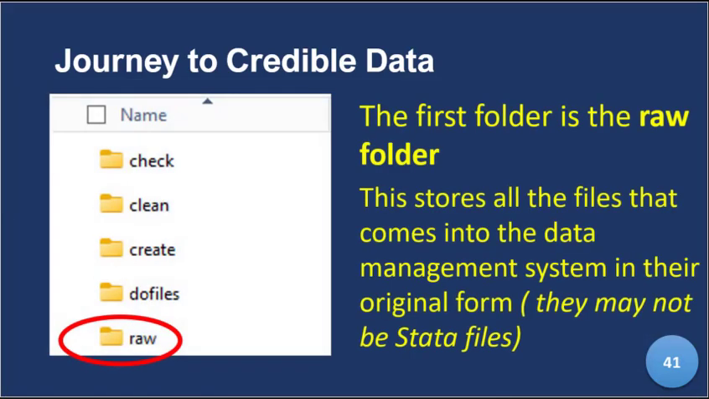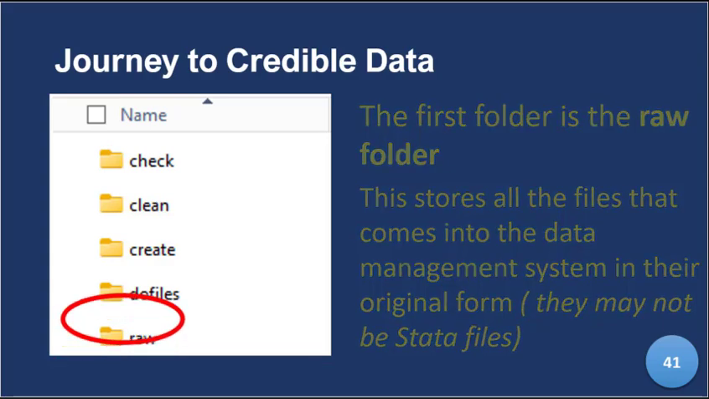So let's talk about the raw again. It stores all the files that came in in the original form. And of course, they may not come originally as data files. Most of the times they don't. They come as Excel, they may come as CSV, you know, come in some Word form. But these are the two popular ones I know that they come.